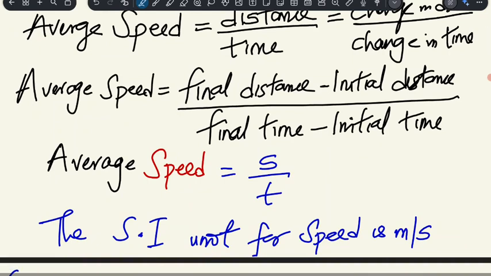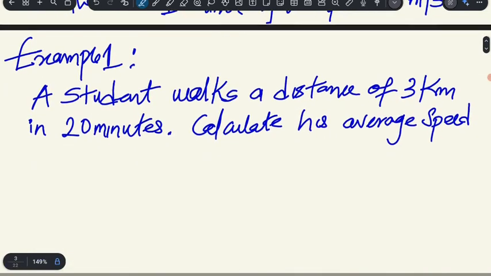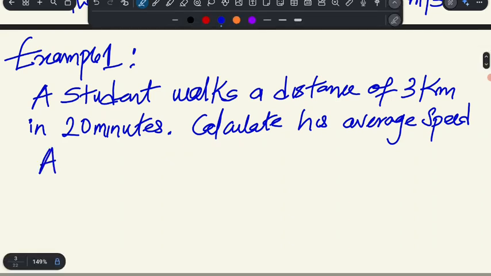Now before we start proving the equation of motion, let's explain some examples that will give us the proper way of doing this. Let's see example 1. A student walks a distance of 3 kilometers in 20 minutes. Calculate his average speed.